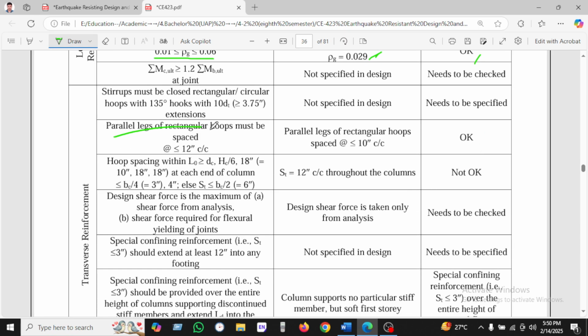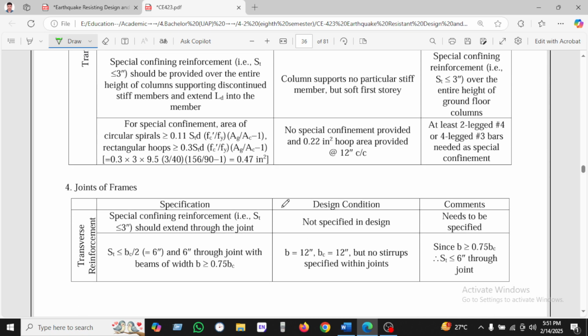And parallel legs in rectangular hoops must be spread, which is 12 inches square. This is also okay. So hoops we have been seeing here. Hoop spacing within LD divided by DC, AC divided by 4 and 18 inches, and we have found here 10 and 18 and 18 inches in all the calculation. For each column we have found 3 inches square, but we have used 12 inches square throughout the column. So this is not okay, so we have to modify this and recheck.